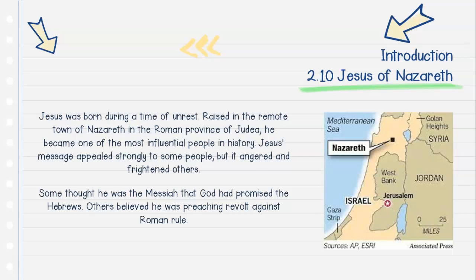Introduction 2.10, Jesus of Nazareth. Jesus was born during a time of unrest. Raised in the remote town of Nazareth in the Roman province of Judea, he became one of the most influential people in history. Jesus's message appealed strongly to some people, but it angered and frightened others. Some thought he was the Messiah that God had promised the Hebrews. Others believed he was preaching revolt against Roman rule.